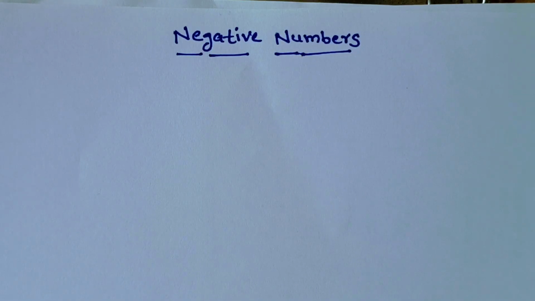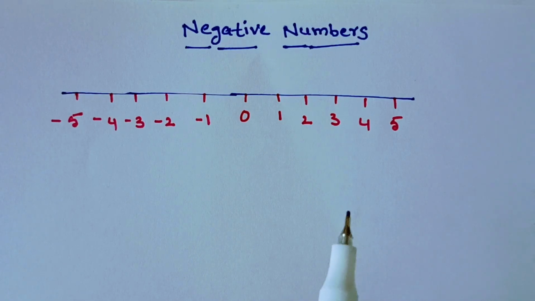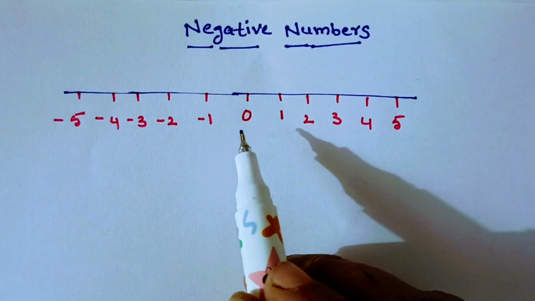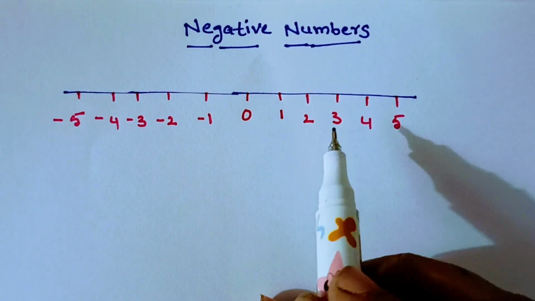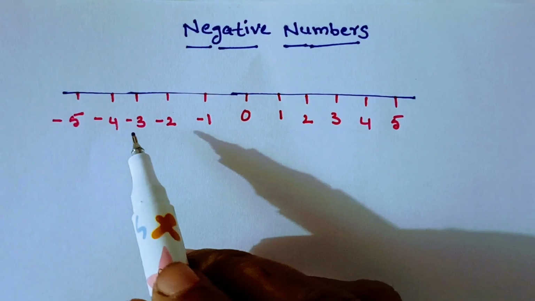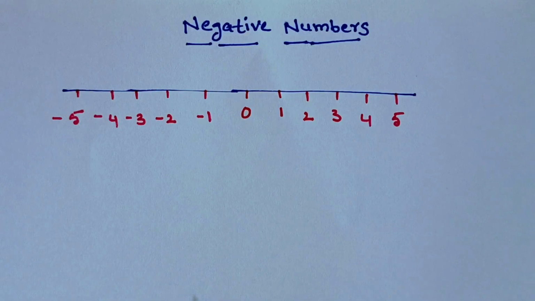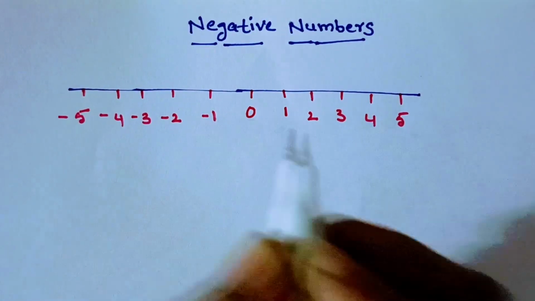Let's see. This is a number line. Children, look carefully. This point is 0. Numbers on the right side are positive numbers. Numbers on the left side are negative numbers. We write them with the minus sign. Okay? Negative numbers, minus sign.